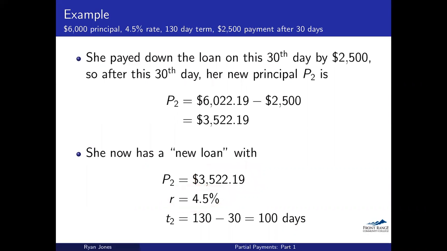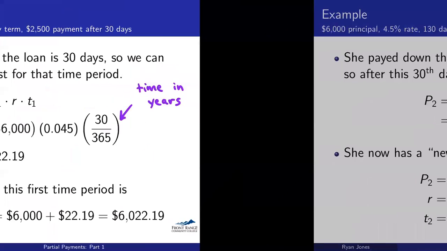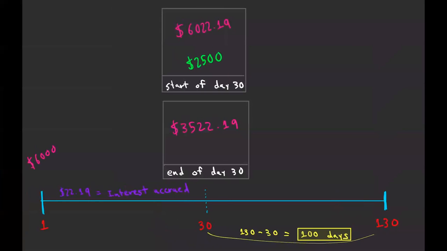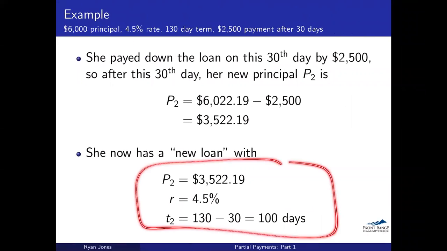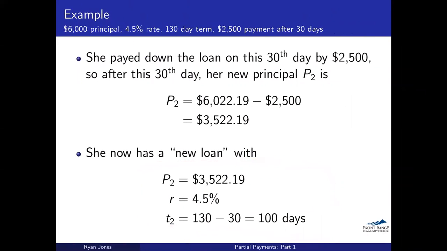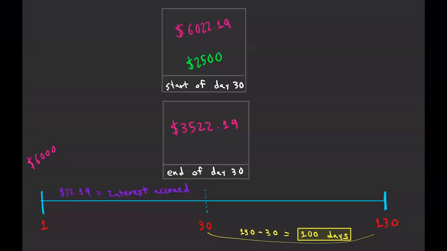Same interest rate, that hasn't changed. And that new time, which I'm going to call T2, is that 100 days. So we had that T1 right here of 30 days, and now we've got T2 of 100 days right there. So we've got basically just a new loan, and guess what we're going to do? We're going to calculate the interest that accrues on that loan. And like I did last time, I'll go ahead and start to mark that in here.